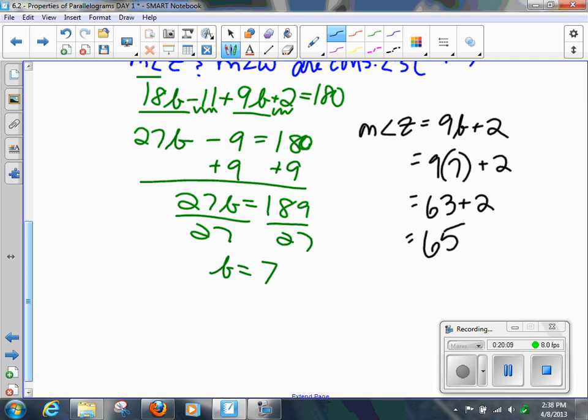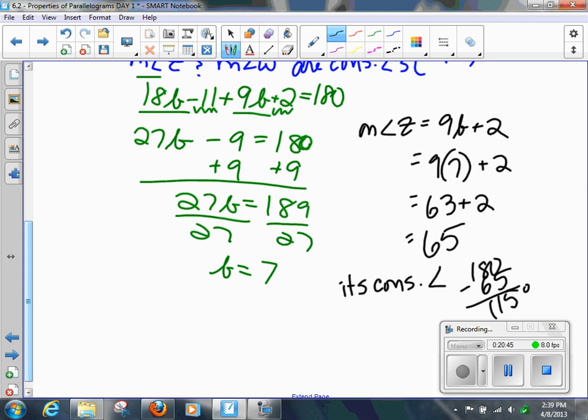What's the other consecutive angle then? Warm. How would I find out? There you go. Its consecutive angle, 180 minus 65 is 115 degrees. So there are lots of different extensions we can do to these problems and try to figure this stuff out, okay? 180 minus 65 is equal to 115.